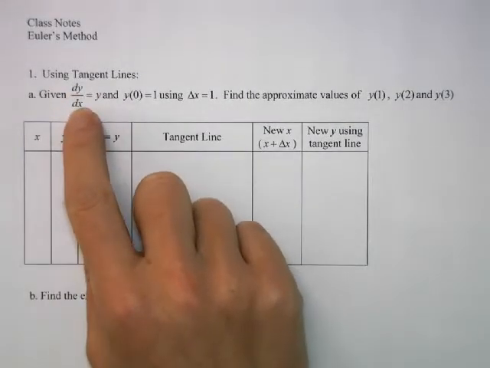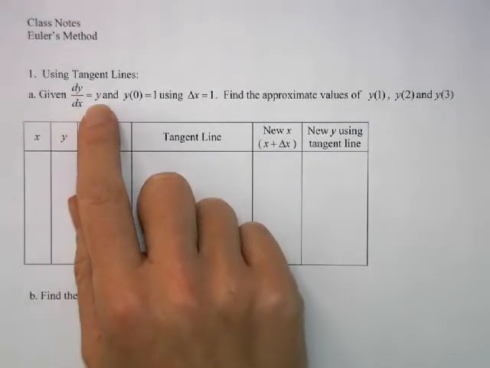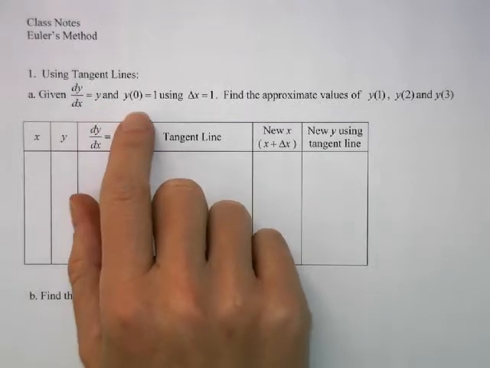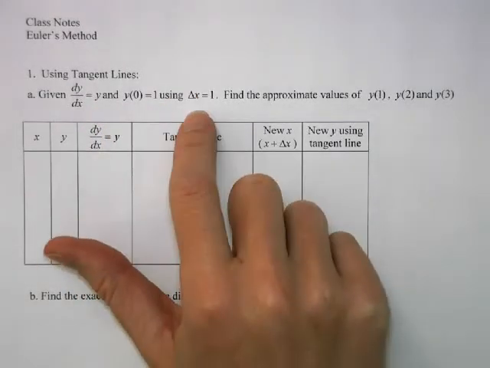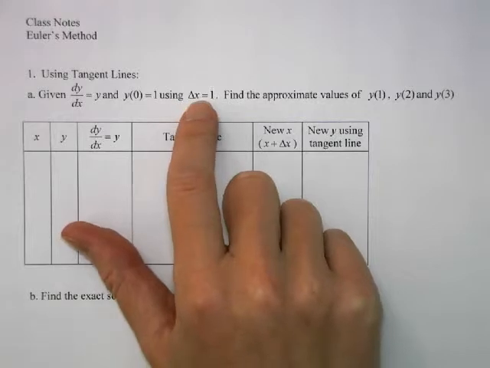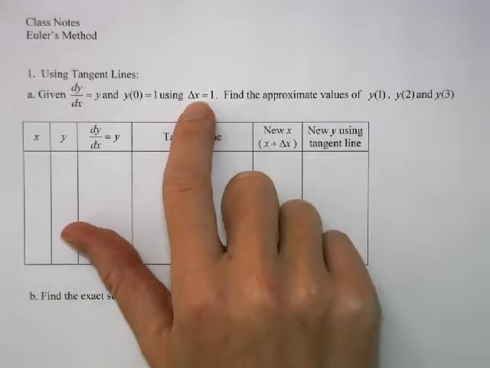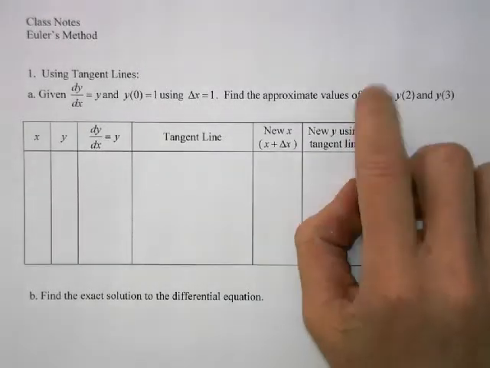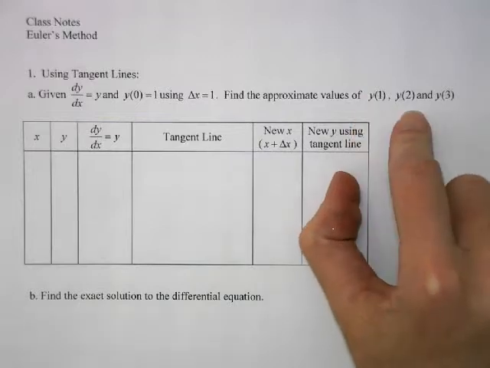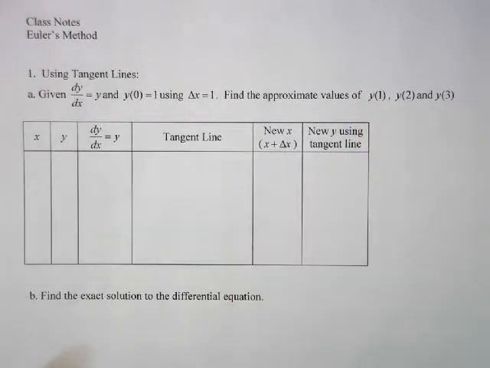We have the differential equation dy/dx equals y. Okay, simple differential equation. We have an initial condition that y of 0 equals 1. This is going to be a part of these, is what your delta x is. So how far apart are we predicting? Now, 1's a pretty big jump, but it makes the math easy. We're going to approximate the values of y of 1, y of 2, and y of 3.